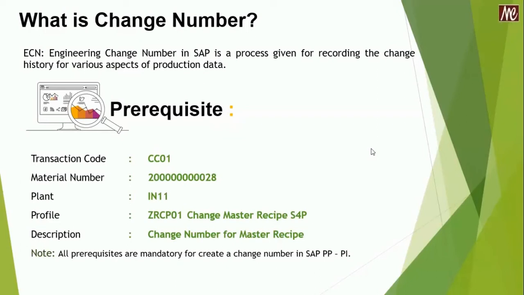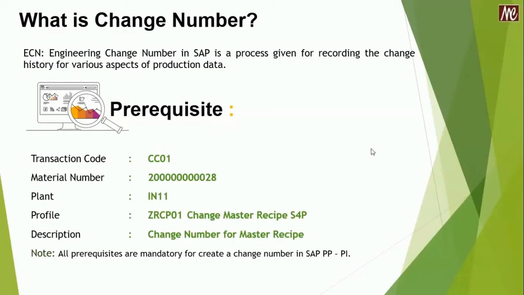To carry forward the change number activity, first of all, we have to execute transaction code CC01. We require a material number to assign to that particular change number. Plant code is mandatory. You have to check the profile. The change number is applicable for various kinds of segmental activities, which are bifurcated through the profile. Currently, the profile which we prepared applies to master recipe.